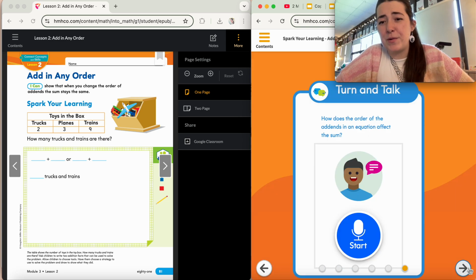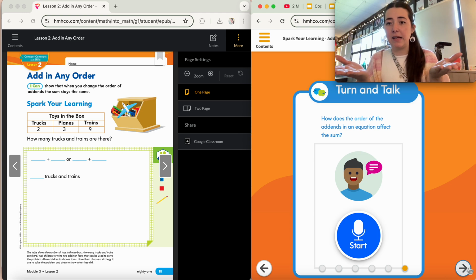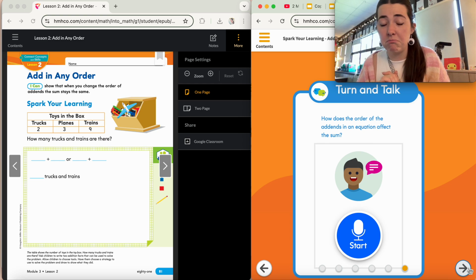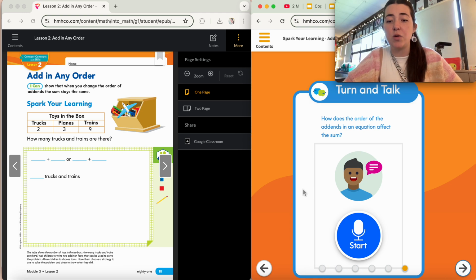First, my question for you is, how does the order of the addends in an equation affect the sum? If I'm adding 2 plus 9, if I change it to 9 plus 2 instead, is it going to change the sum? No, it's going to keep it the same. It's going to stay the same because we're adding the same amount. We're just changing the order.